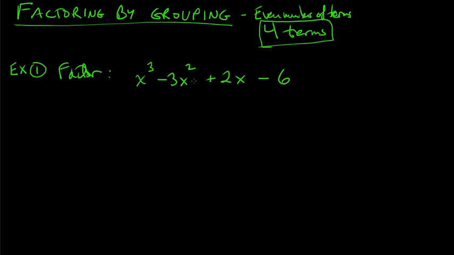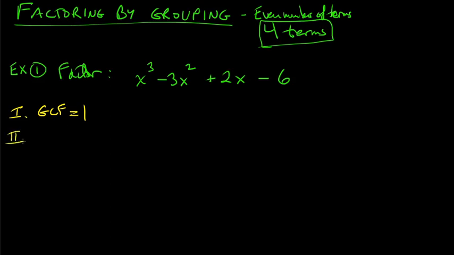Now, the first thing you always look for is the GCF. Can we factor out a GCF here? Well, there's no x in the last term, so we cannot factor out an x from all 4 terms. The 2 and the 6 have a factor of 2 in common, but there's no 2 in the first 2 terms. So here, the GCF really is just 1. And when the GCF is 1, then you're stuck, there's nothing else you can do there.